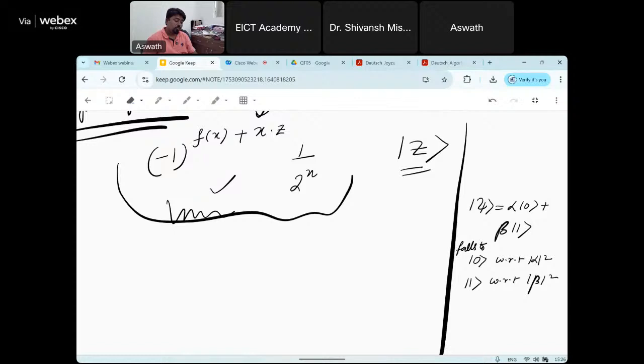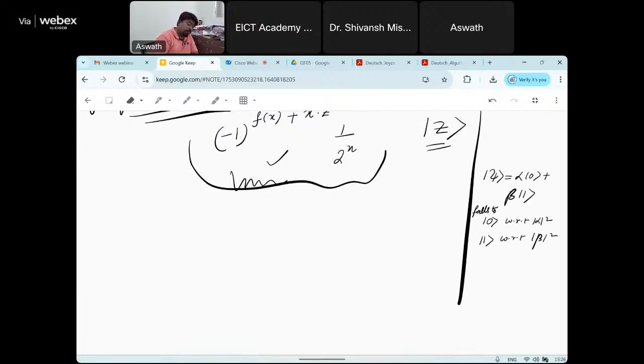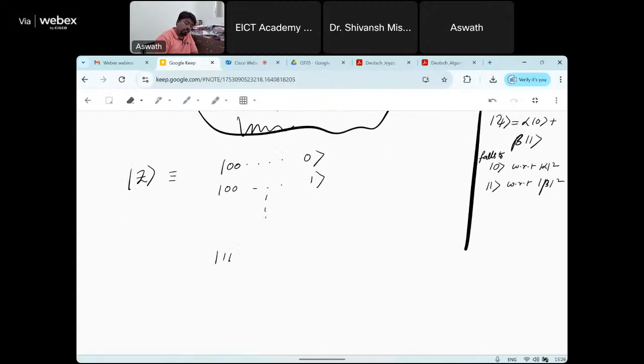Now when I make an observation on the query part, what would the query part look like? Query part can be all zeros, or there is only one 1 at the last, and that one can get into any place. There are so many such things, and all ones. How many such states are available? 2 to the power of n states are available.